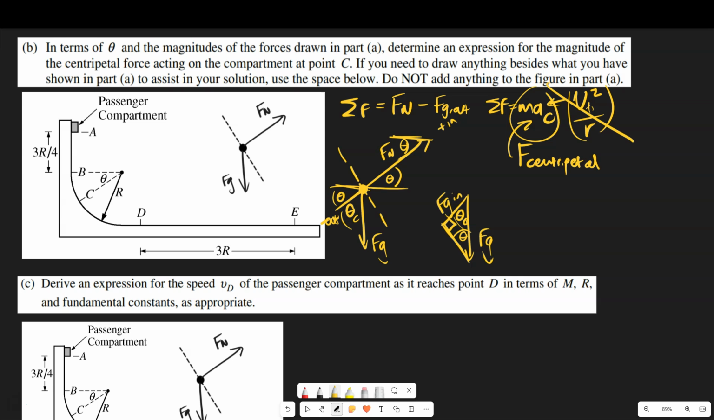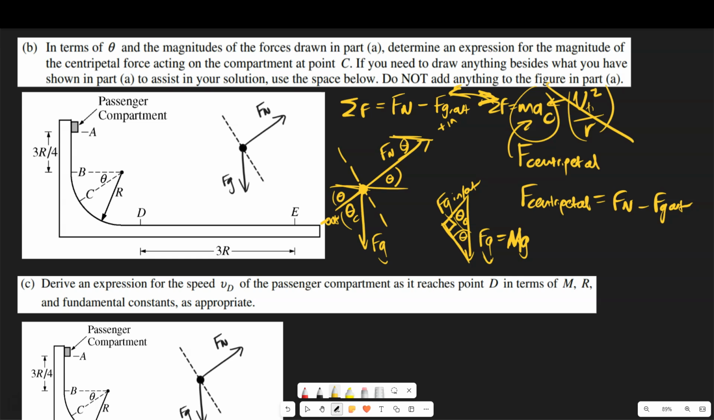So we could just say, all right, let's set these two equations equal to each other right here. We could say the centripetal force is equal to Fn minus Fg out. Well, what do we know about Fg out? We know Fg is equal to m times g. Actually, I'm going to make this a capital M because in the problem they want us to use capital M. And this is in, out in this case.